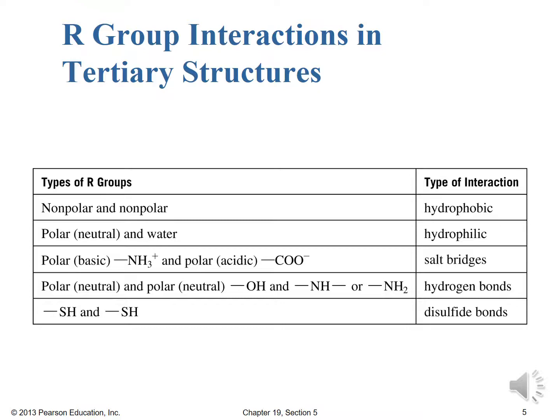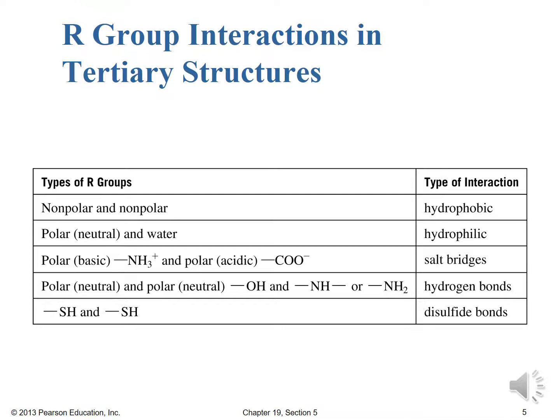Also polar neutral and polar neutral can form hydrogen bonds between the OH of the hydroxyl groups or the NH or NH2 of the amide functional groups. And then, of course, those cysteine residues are suspect for disulfide bonds. Not every cysteine is going to make a disulfide bond, but every cysteine you encounter, you should be thinking about the possibility of disulfide bonds. And of course, with tertiary structure, those cysteine residues can occur hundreds of amino acids later because the folding can allow them to be close enough for a disulfide bond where you might not think about that from the primary structure.